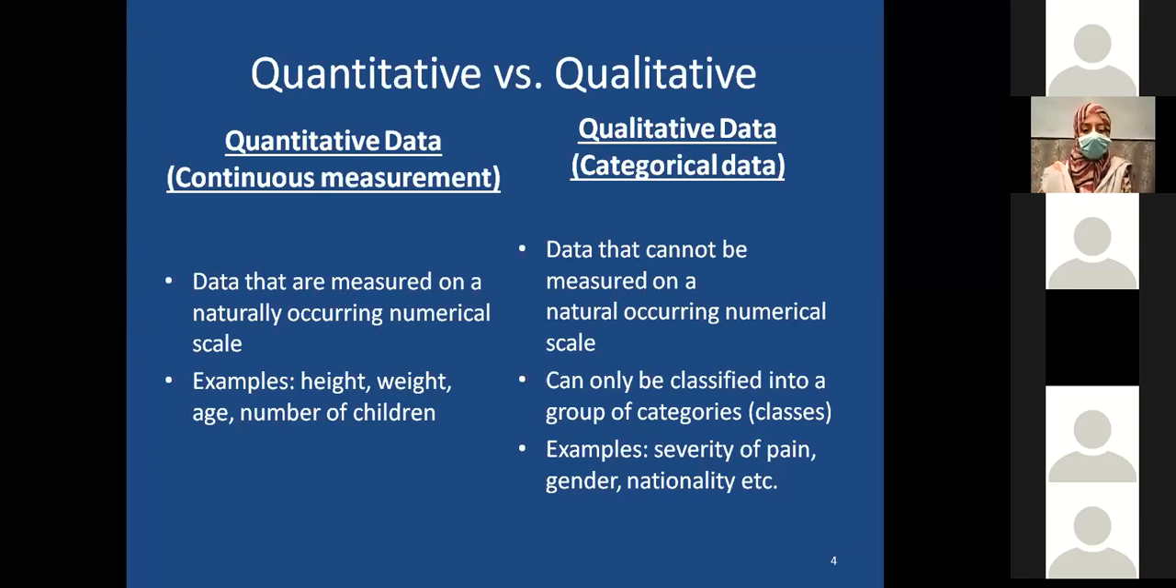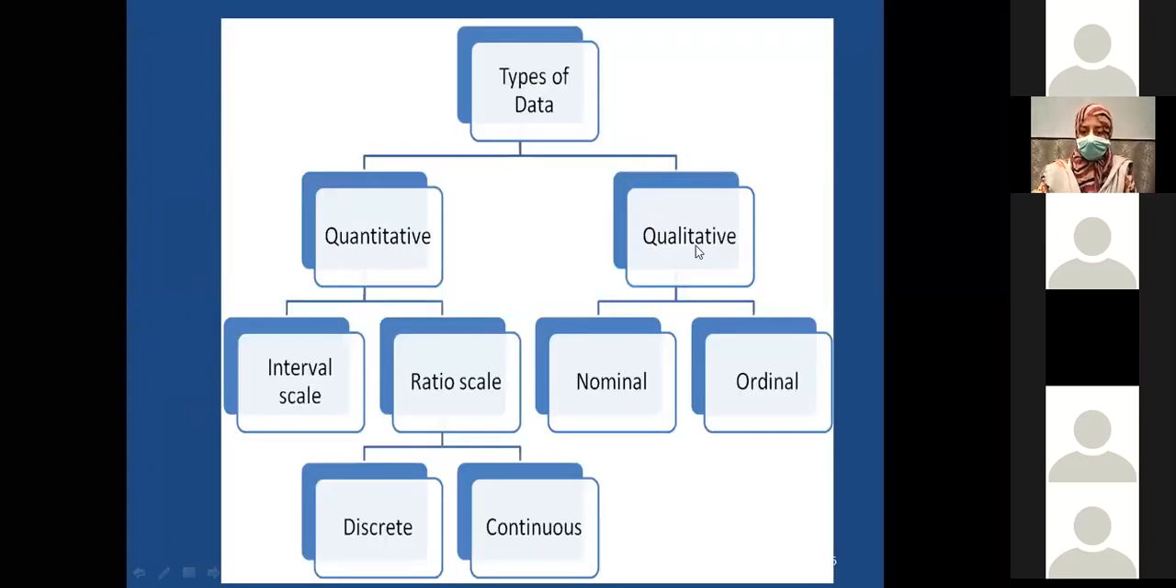It's like it has points, it has fractions. And the same goes for weight, age, number of children. Okay? And then there's qualitative data in which you have categories. The data which cannot be measured on a naturally occurring numerical scale, it can only be classified into a group of categories or classes. For example, when you have severity of pain, you have gender, for example, male and female. You have nationality, for example, Pakistani, Indian, American, etc. You have religions, different religions, for example. This is known as qualitative data.